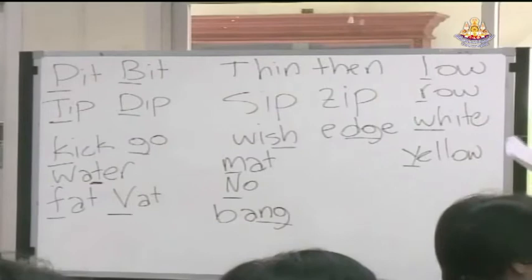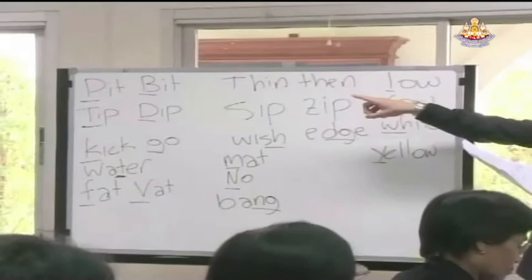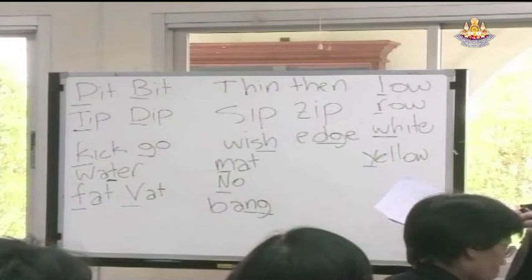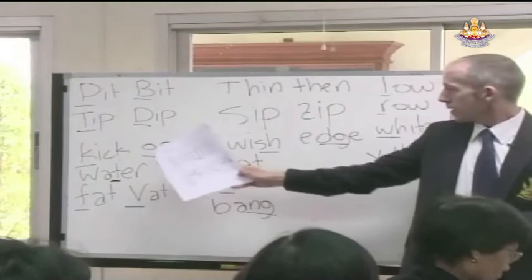So we have P and B. I have pit and bit. And then we have T and D. I have tip and dip. And then I have K and G. Kick, go. Okay, these are all pretty easy, no problem.